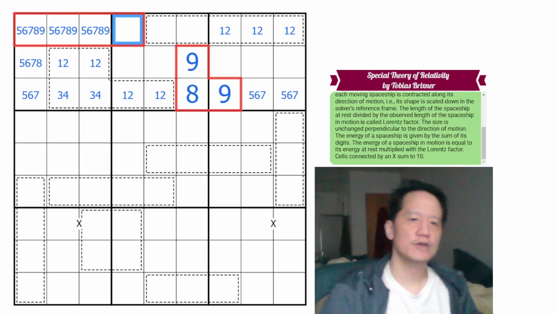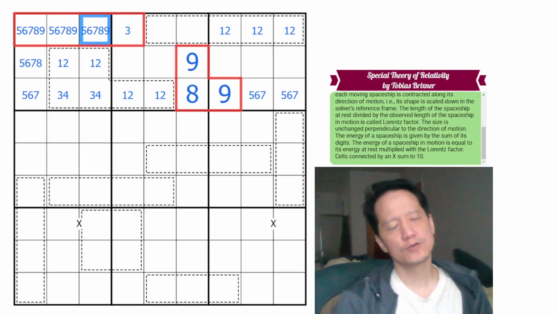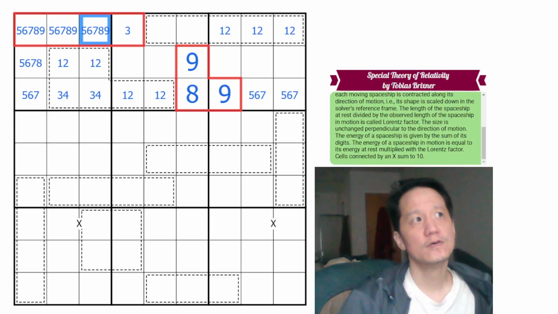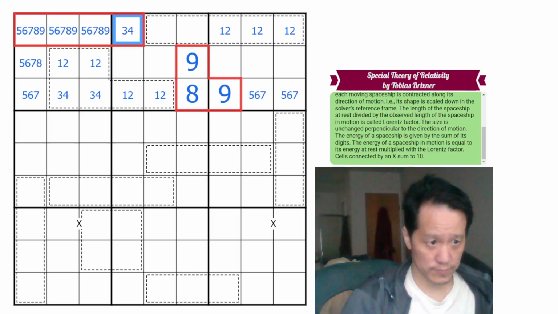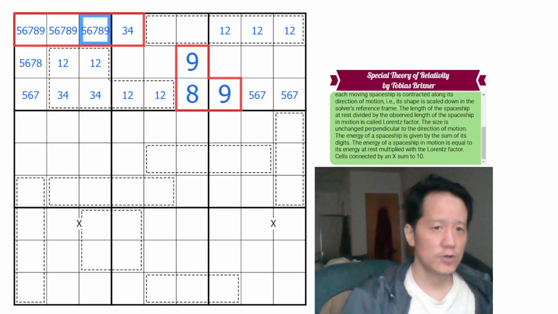So this could be 3. 25 would have to be 22. So 3, 5, 8, and 9 works. 3, 6, 7, 9 works. Or it could be 4. 4, 7, 9 works. Oh no, it's 25. 4, 5, 7, 9 works. It cannot be 4, 6, 7, 8 though.